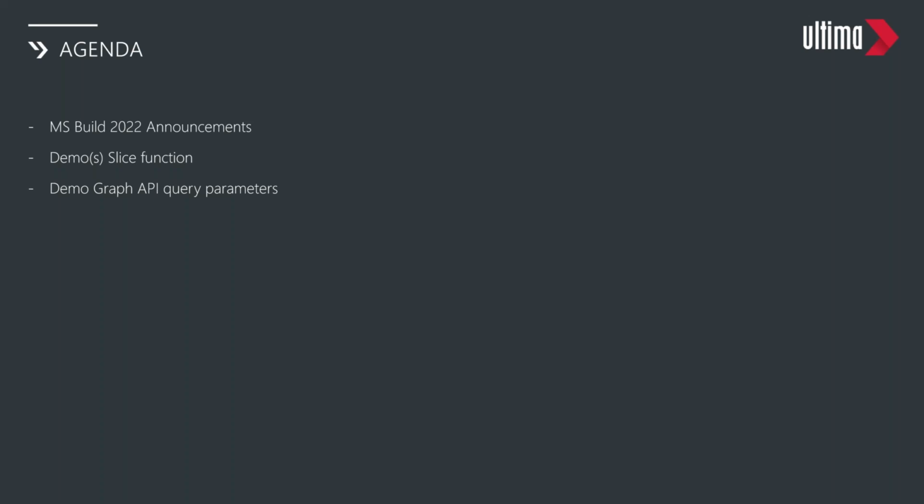People tend to use the Graph API more and more in Power Automate to integrate with other products of Microsoft. But what I've seen is that people use it for the basic request, like get an object. But Graph API also supports query parameters, and I would like to demonstrate that today and show what the benefits of those are as well. So that's the outline, the agenda for today. So let's kick off by going through the announcements.